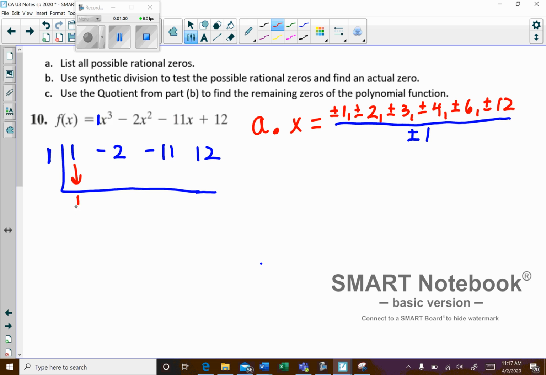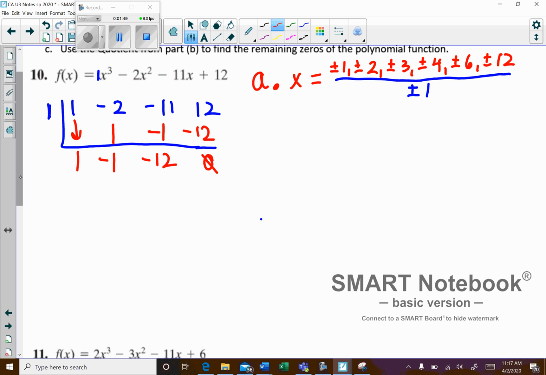So let's see, drop down the 1. 1 times 1 is 1, adds to negative 1, negative 1. See, this adds to negative 12. Negative 12 times 1 is negative 12. And I got lucky. The first one does give me a remainder of 0. That won't always be the case, but this one worked out pretty nicely for me. So that means that I know that 1 is one of my solutions.